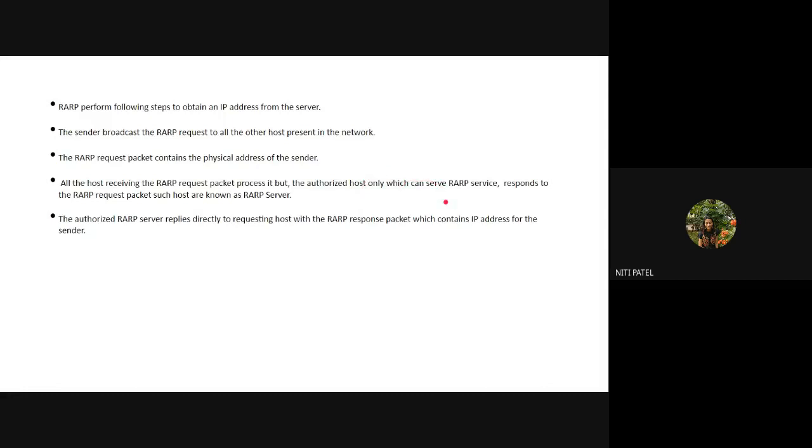Who is authorized? The one whose target MAC address and the target's IP address is being verified. If both match, then only that machine will be accepting that packet. All the other machines will discard it. Now your RARP server will come into the picture when the message is delivered at the destination machine. The authorized host which can serve the RARP service will respond to the RARP request packet. Such hosts are known as RARP servers.